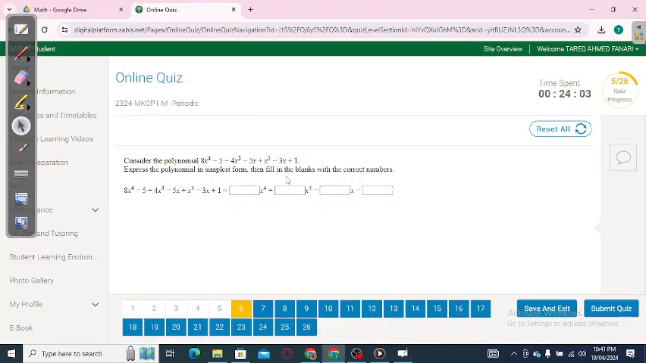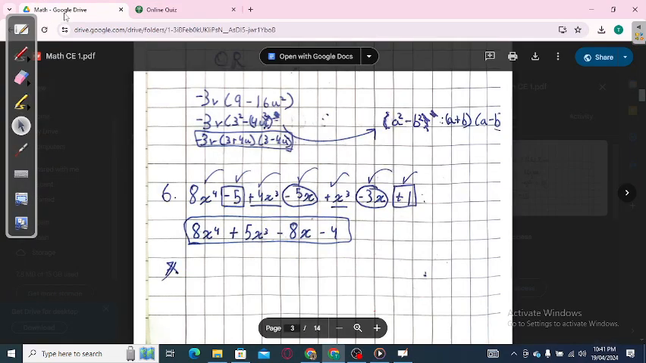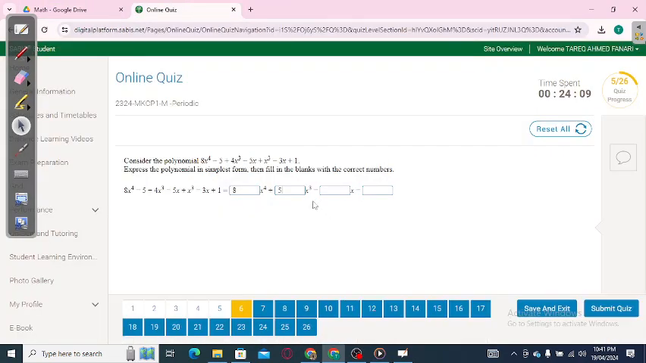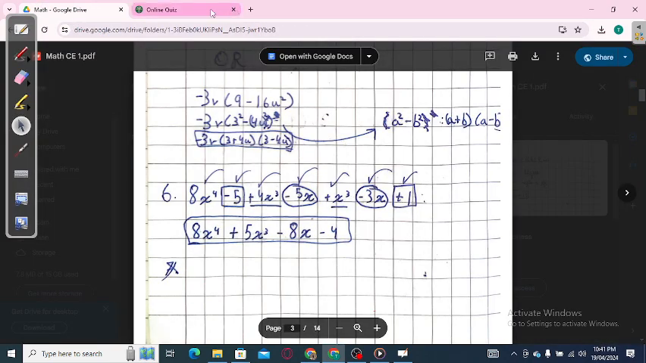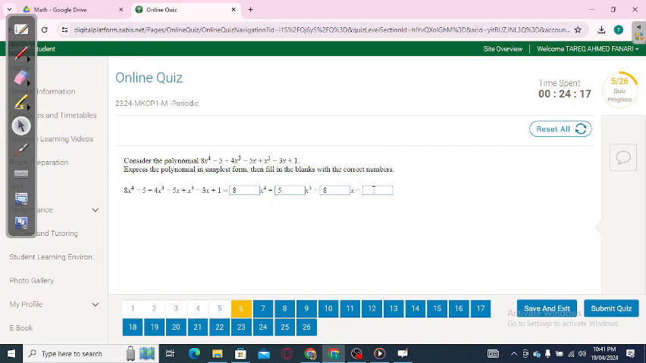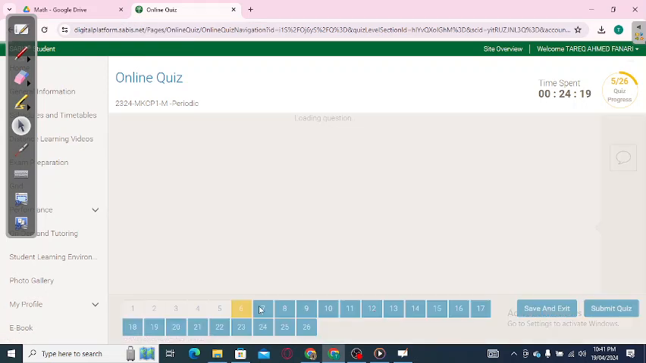Now I'll just copy everything. So 8x to the power of 4, plus 5x to the power of 3, minus 8x, I believe. Am I right? Yes. And minus 4. There. Do you have your answer to question 6? Now it's on to question 7.